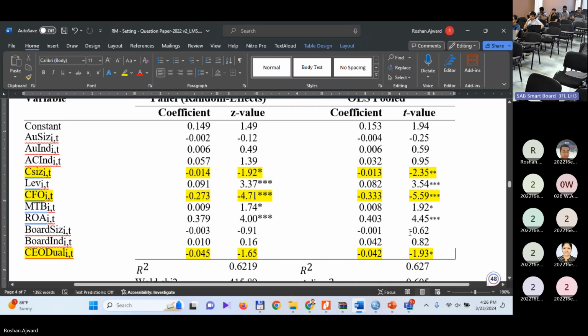Number 1, expand the size. Number 2, increase the cash flows from operations. Number 3, differentiate between CEO and chair roles. So we'll have less earnings management. Those are the recommendations.